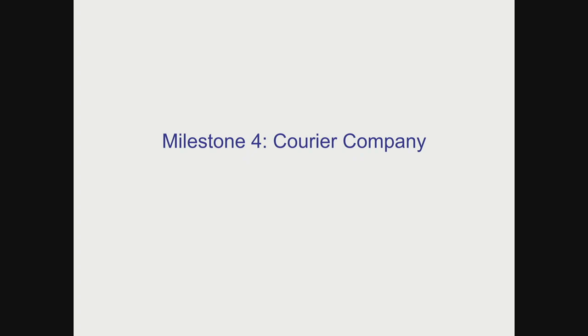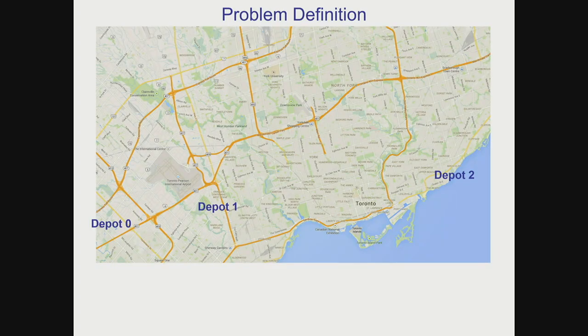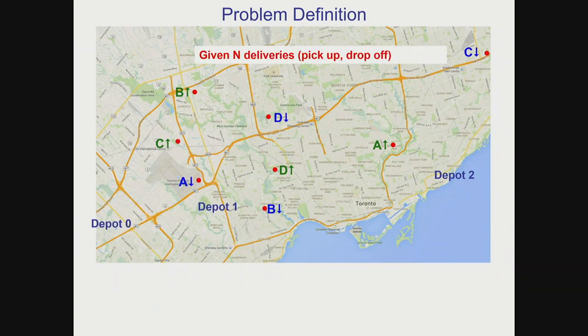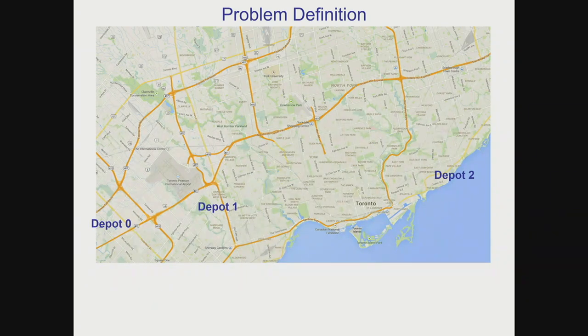Okay, so milestone 4 is a courier company delivery optimization. So what do I mean by that? The definition of the problem is you're first given several truck depots. So several spots where you can go pick up a truck, and you've got to drop the truck off wherever you picked it up at, okay? But you get to pick which one of these depots you want to go to.